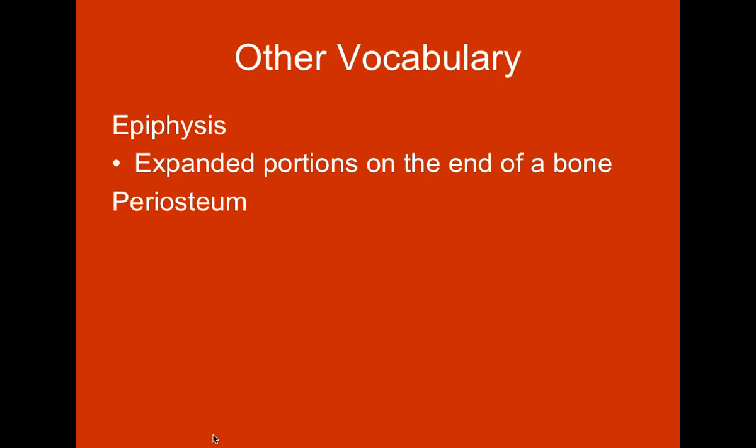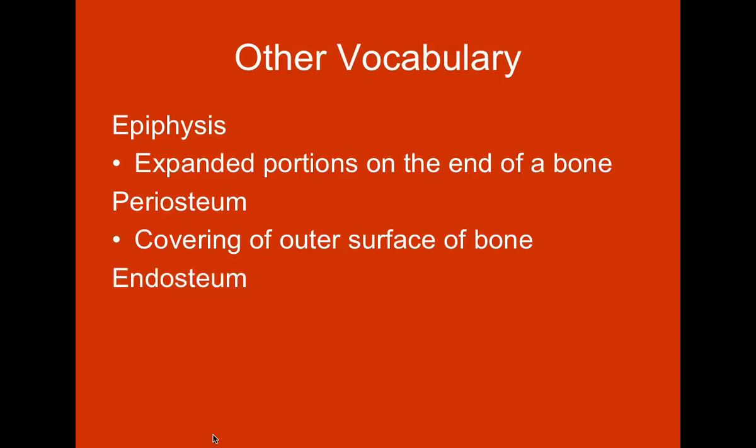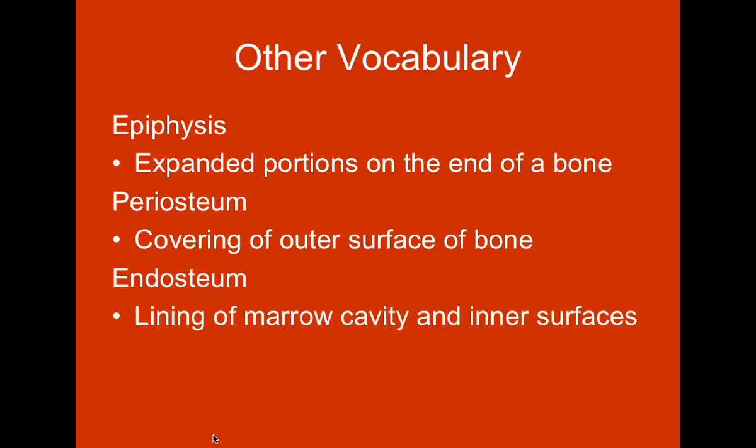And we have another section here as well. The periosteum is the covering, a membrane that covers the outer surface of the bone. And the endosteum is a membrane that lines the marrow cavity as well as the other inner surfaces of bone that aren't necessarily exposed to marrow.